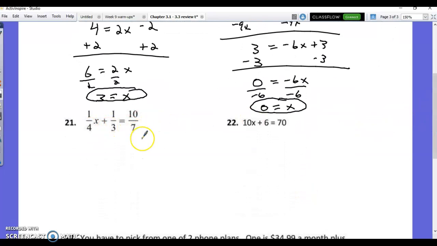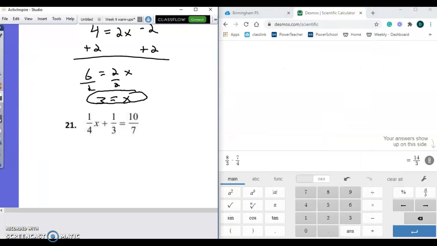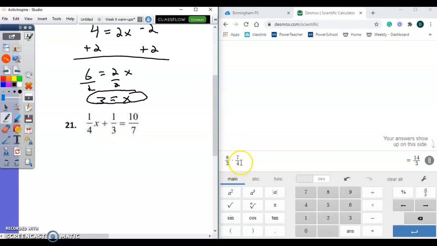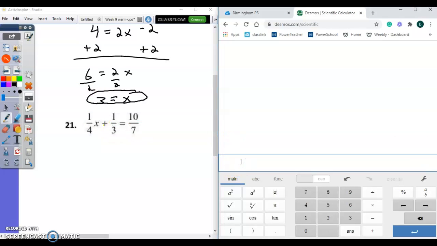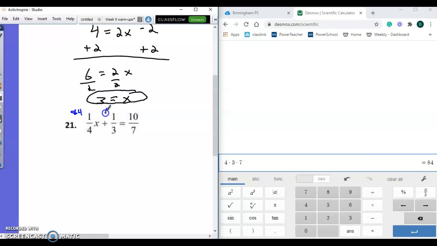Over here, I'm going to multiply by a common denominator. So let's take out our calculator. 4 times 3 times 7. That's what I'm going to do to figure out what I'm multiplying each of these by. Those are all my denominators. That equals 84. So I'm multiplying every one of these by 84. This will clear the fraction for us.